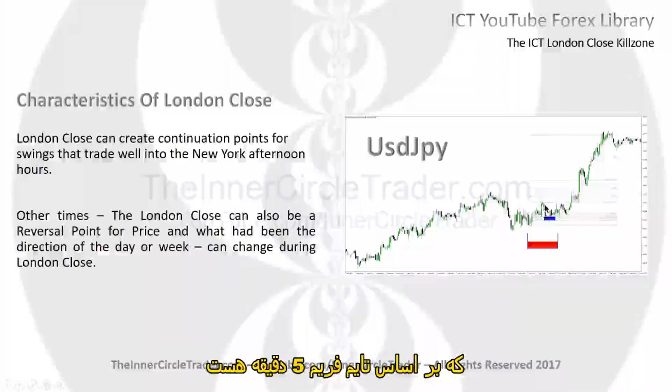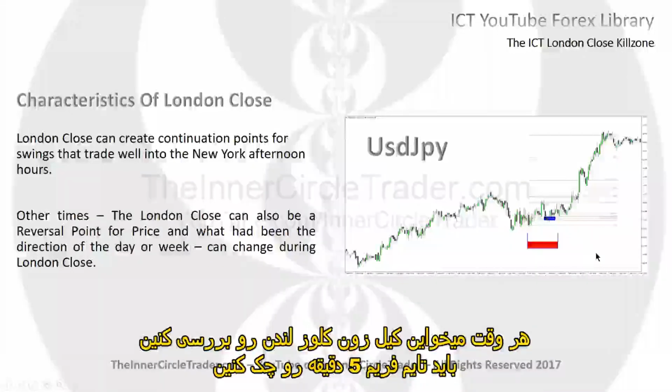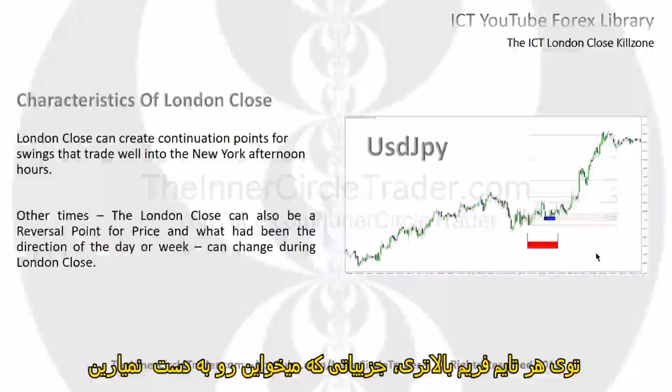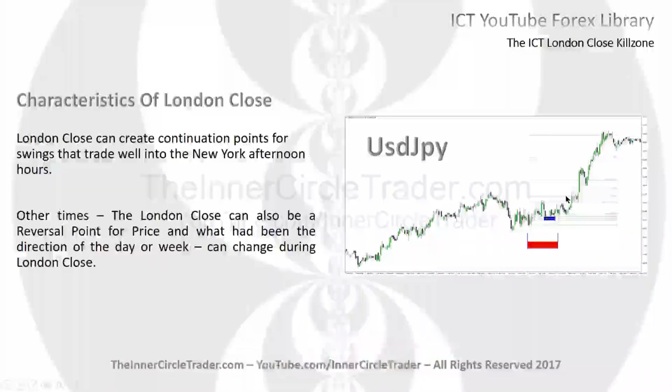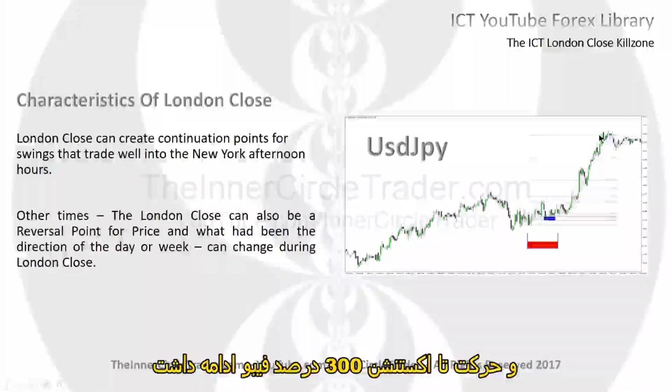This is going to be on a 5-minute basis. Whenever we're studying London close, you have to be looking at it from a 5-minute. Anything higher than that, you're not going to get the detail you need. But optimal trade entry long in here creates the continuation of the overall trend and a nice extrapolated move all the way up to the 300 extension.